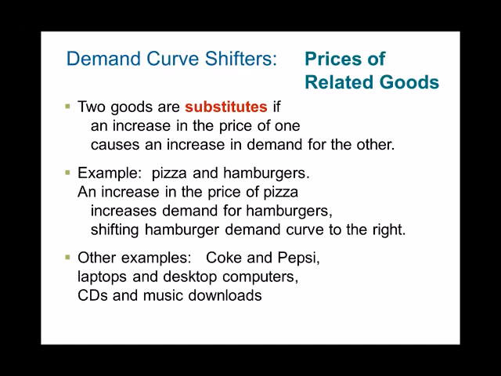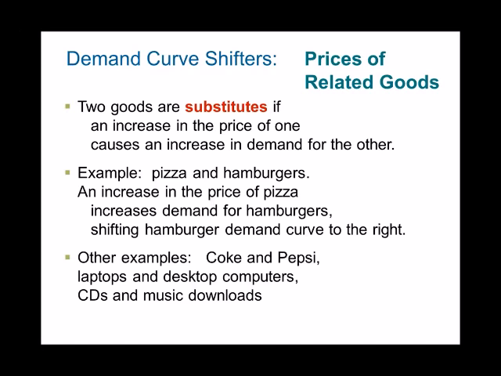Other examples are Coke and Pepsi. Most people are indifferent between Coke and Pepsi, though some are diehard fans of either one. So if the price of Coke goes up, people are going to drink more Pepsi, and so demand for Pepsi is going to shift to the right. If the price of Coke decreases, people will say, we can drink Coke instead of Pepsi because they serve the same purpose, so demand for Pepsi is going to shift to the left.